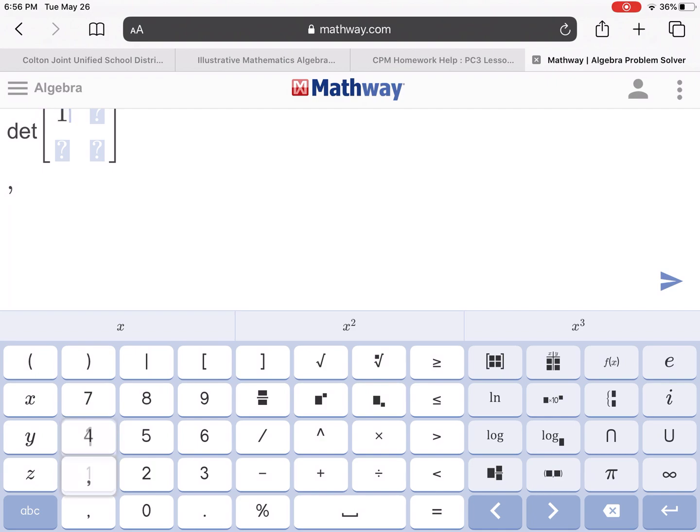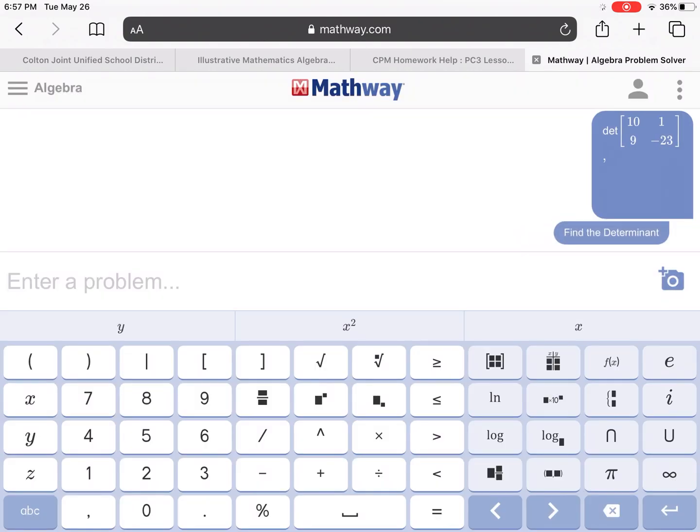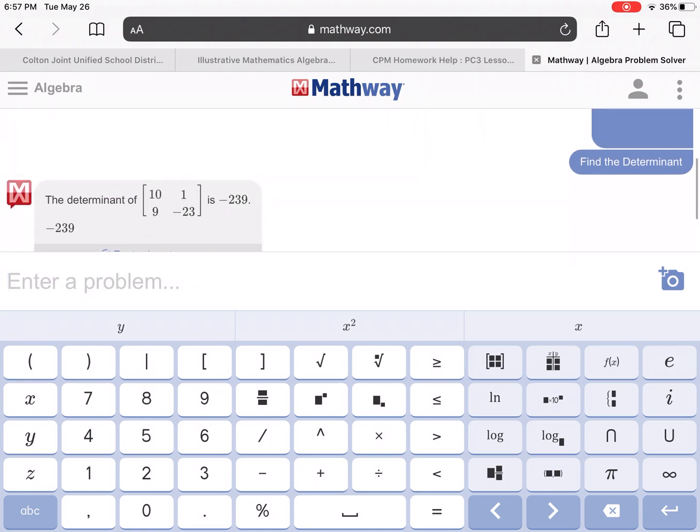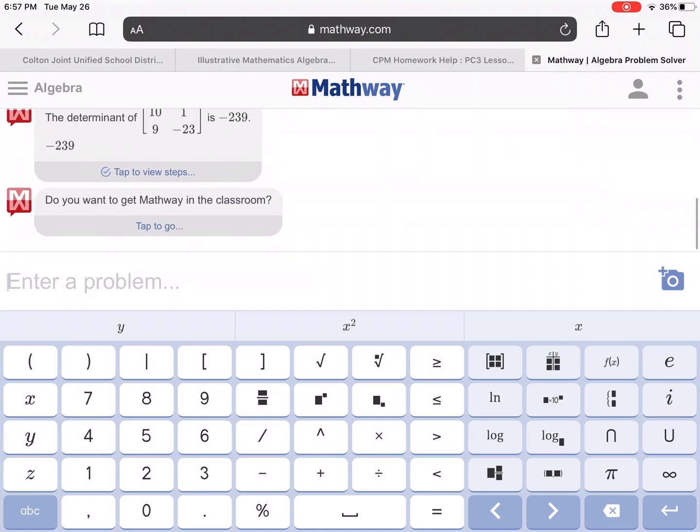Why do I keep clicking comma? 10, 1, 9, and -23. Press send. It asks, how should I answer? It gives you a bunch of things, some stuff that you've never heard of. Well, we just want to find the determinant. Click find the determinant, and it tells us the answer is negative 239, just like we wanted.